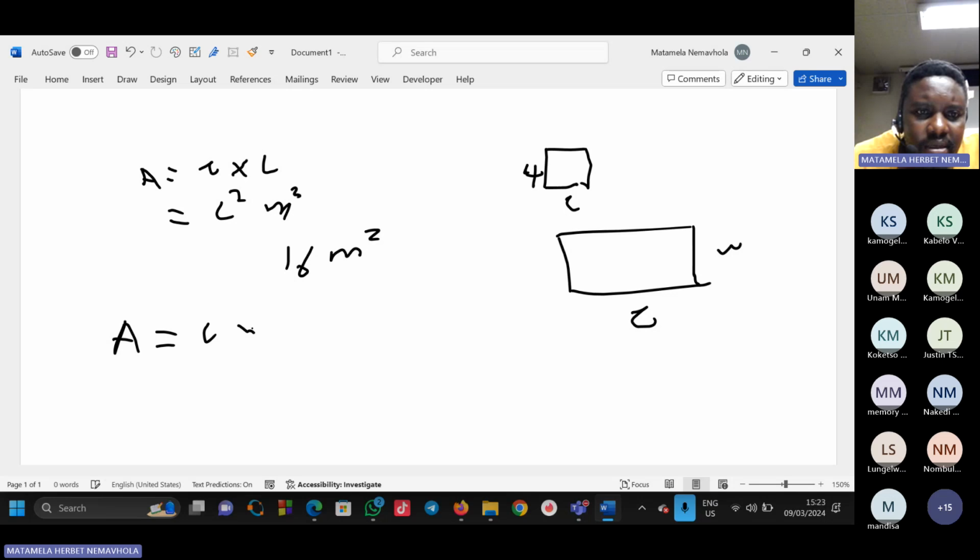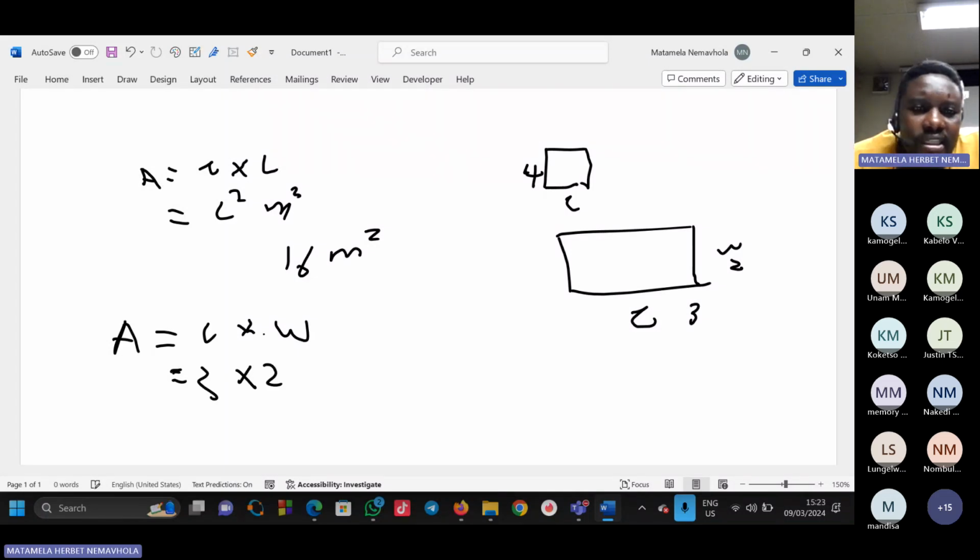Multiplied by what? Multiplied by W. So when you say L multiplied by W, you can have 3 here and 2 there. Let's assume it's 3 and 2. Which means when you calculate the area of a rectangle, it's going to be 3 multiplied by 2.